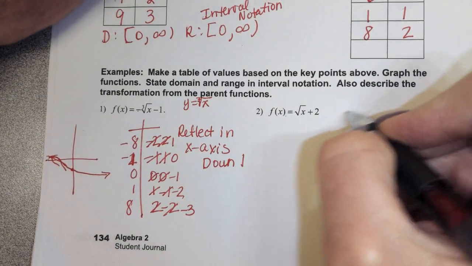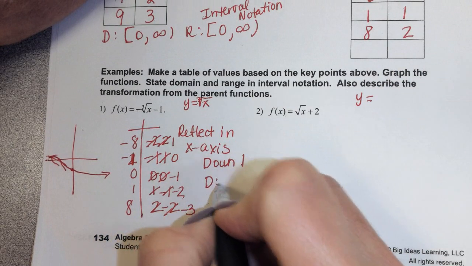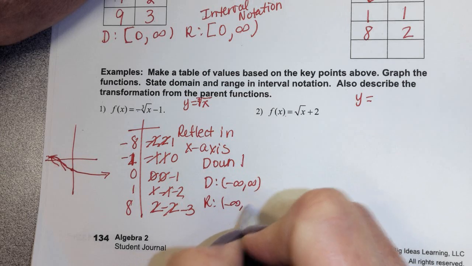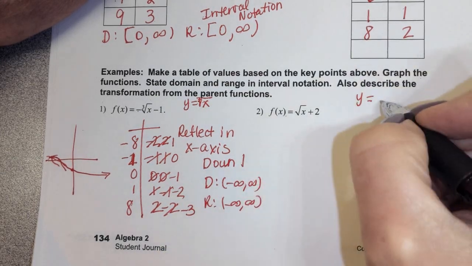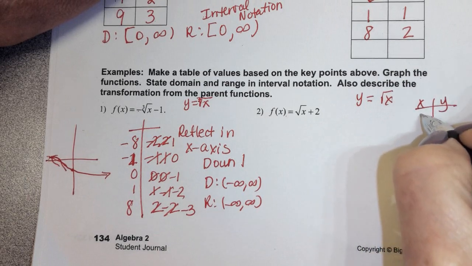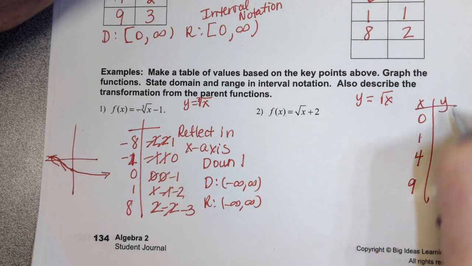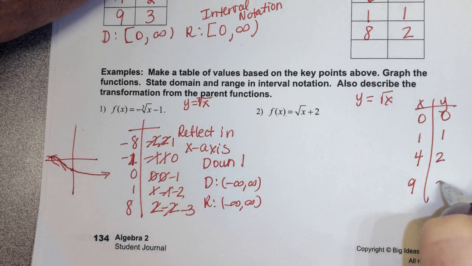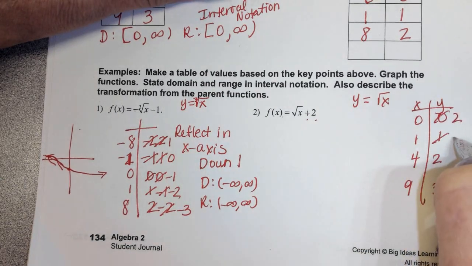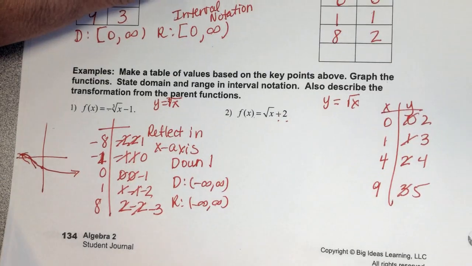Square root of x plus 2. Now we're looking at our normal, I need to do domain and range. Domain is still the same, and range is still the same. For this one, my parent function is radical x. I know those key points I found earlier, I could take the square root of that. Those would be my key points normally. And now I'm going to go up 2, so everything's going to get 2 added onto it. And so those are going to be my new key points.